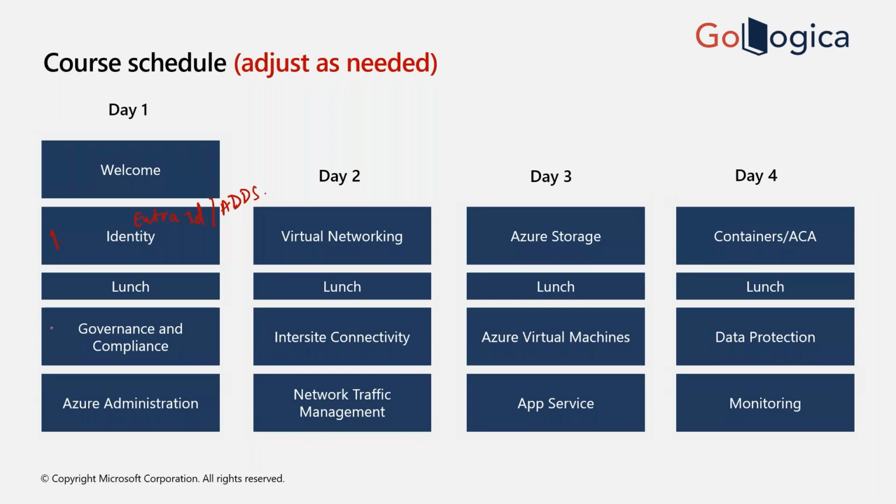The second module is all about governance and compliance. What is governance? We'll discuss it in detail. How to achieve governance. So here we are going to discuss two things: Azure Policy and RBAC, role-based access control, right? Then comes automation.